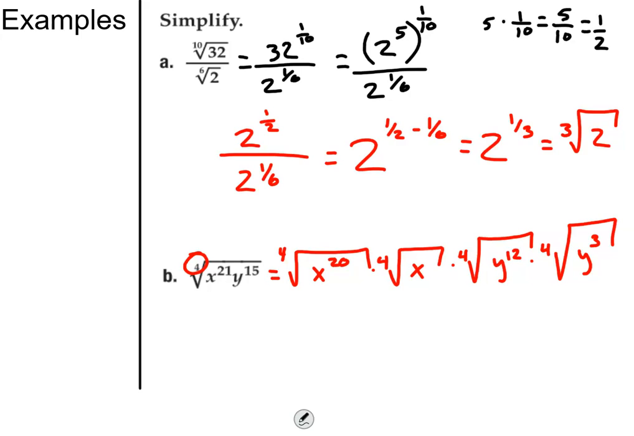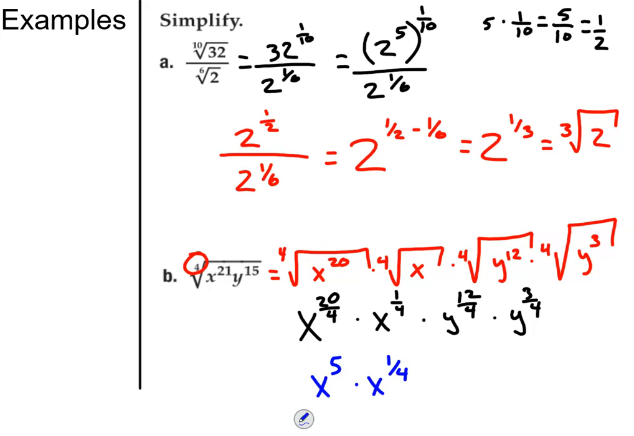So next, to make it easier to see, we would put these in exponent form. So this would be 20 divided by 4 times x to the 1/4 times y to the 12 divided by 4 times y to the 3/4. So hopefully you can see how this 20 divided by 4 would simplify nicely into the x to the 5th. That x to the 1/4 is going to have to stay there. And the 12 divided by 4, that would be y to the 3rd. And then this would have to stay y to the 3/4.